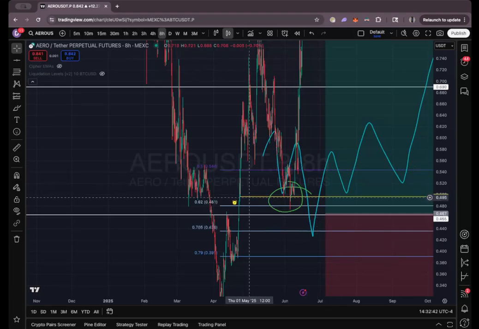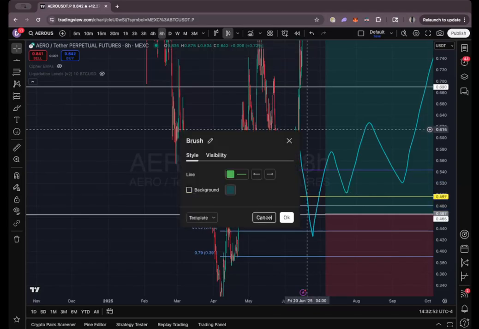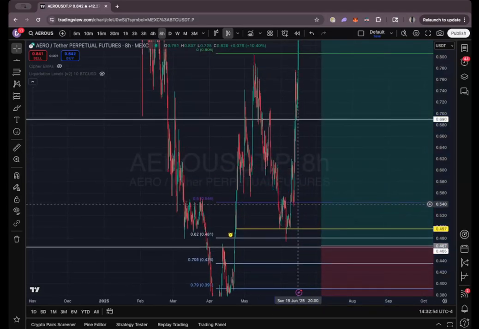I set an alert for a closure. We never actually even closed. We were so bullish. We wicked right into 6.2 and then closed right above it. So I never got alerted on this. That's hilarious. This is so bullish now.